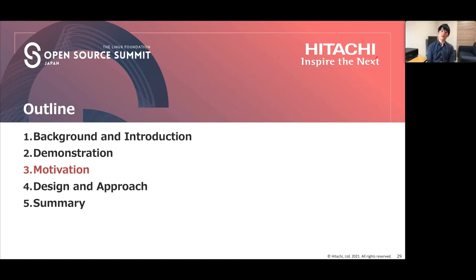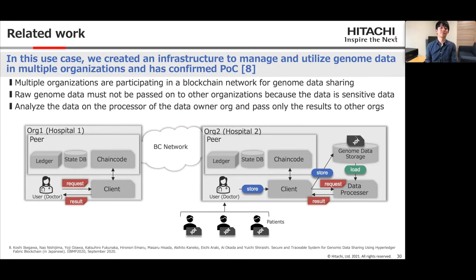In this section, I will explain the motivation for this presentation by comparing it to related work. We introduced a use case. We created an infrastructure to manage and utilize genome data in multiple organizations and have confirmed a proof of concept. In this use case, multiple organizations are participating in a blockchain network for genome data sharing. A focus point: raw genome data must not be passed on to other organizations because the data is sensitive. Therefore, analyze the data on the processor of the data owner organization and pass only the results to other organizations.